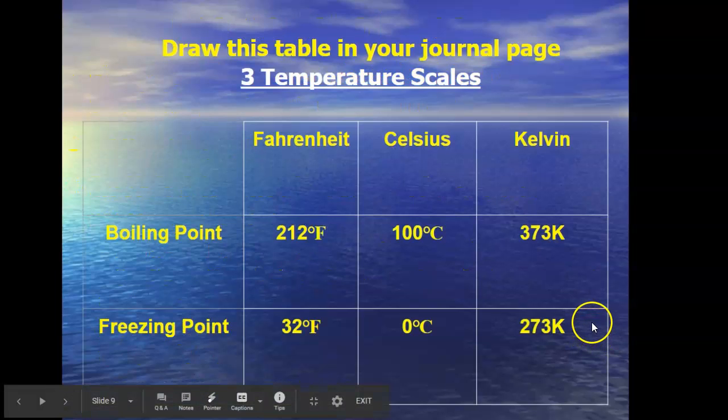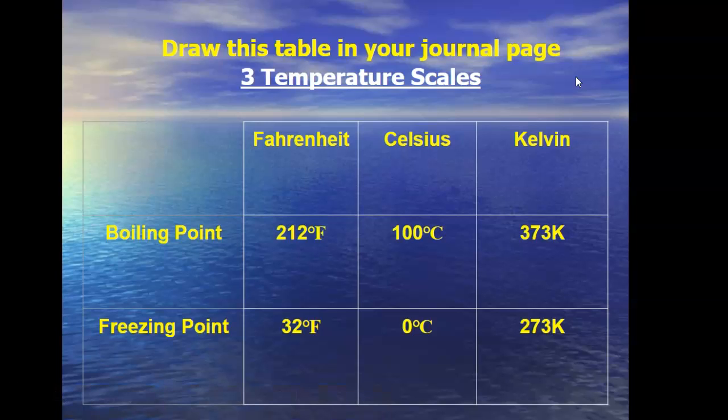You drew this table in your journal notes. These are the 3 different temperature scales that scientists use: Fahrenheit, Celsius, or Kelvin. Boiling point in Fahrenheit is 212 degrees Fahrenheit. In Celsius, it's 100 degrees Celsius. And in Kelvin, the boiling point is 373 Kelvin.